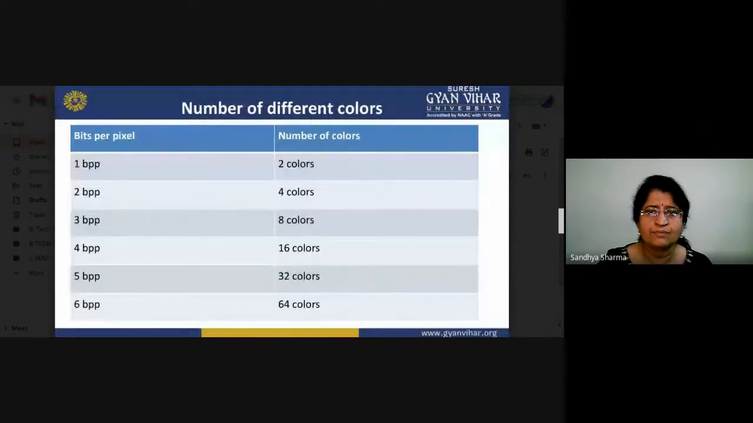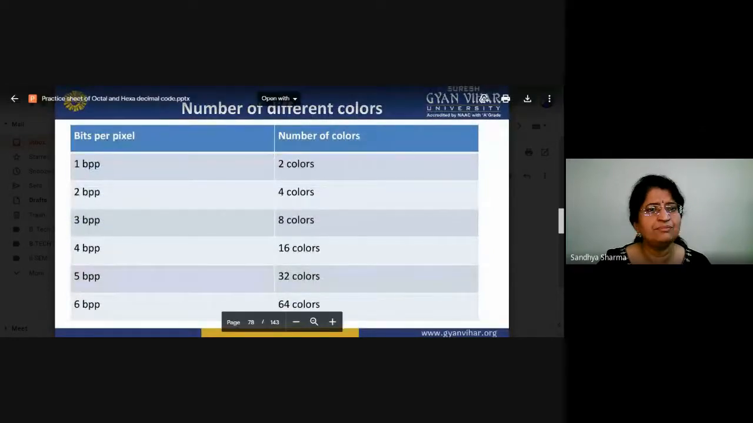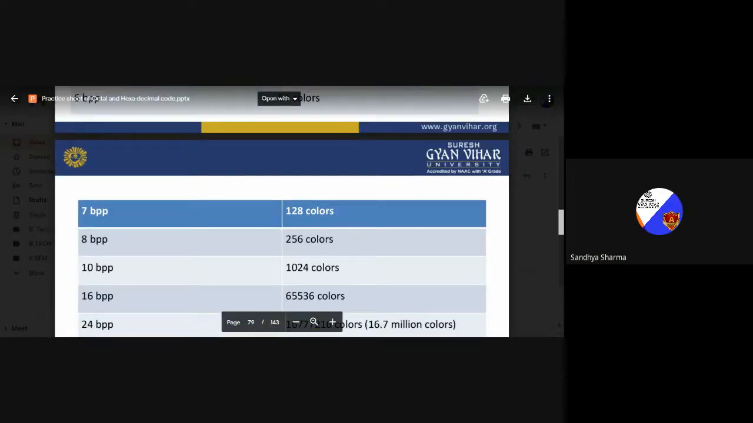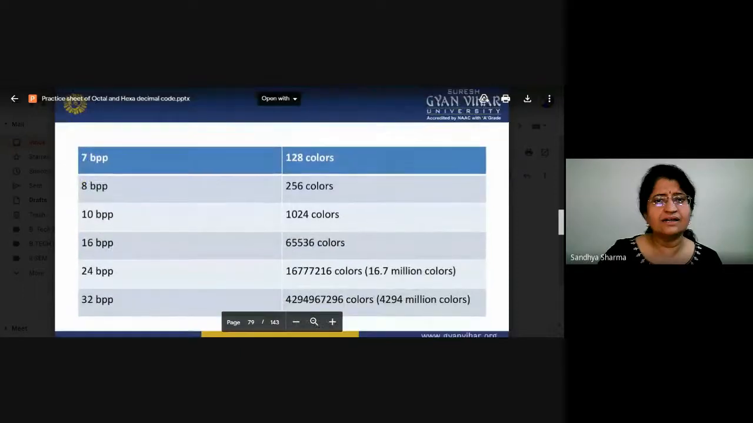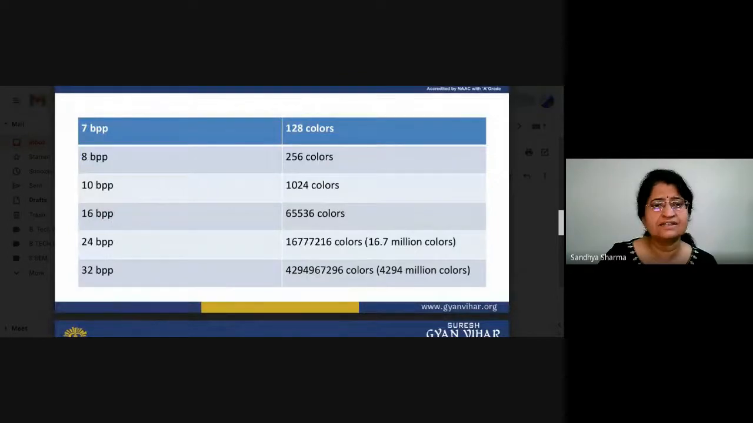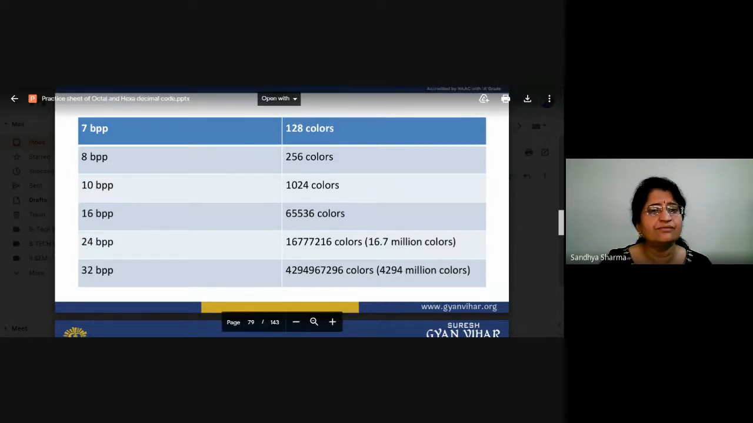Suppose we are talking about 1 BPP, that gives 2 colors. With 2 bits, 4 colors; with 3 bits, 8 colors. If you have 6 bits per pixel, you can represent 64 colors, and 8 bits per pixel gives 256 colors. So as we increase the number of bits used for representing a pixel, we get more different colors. You can see here, if you are using 24 BPP, you have 16.7 million colors.